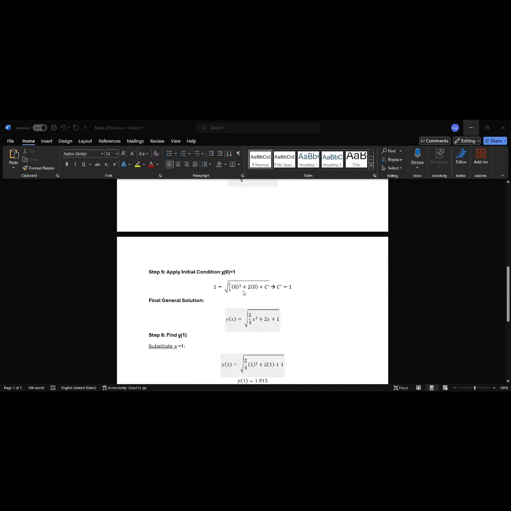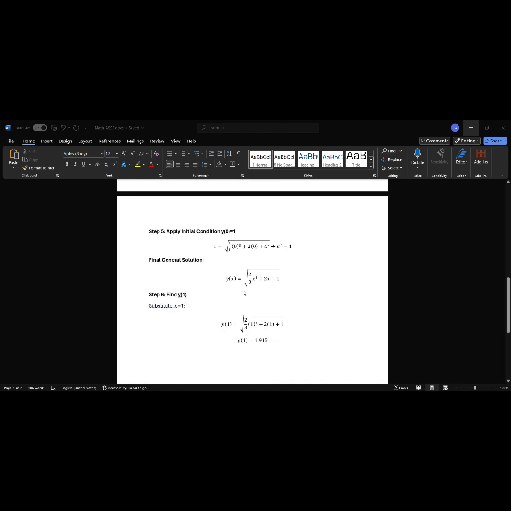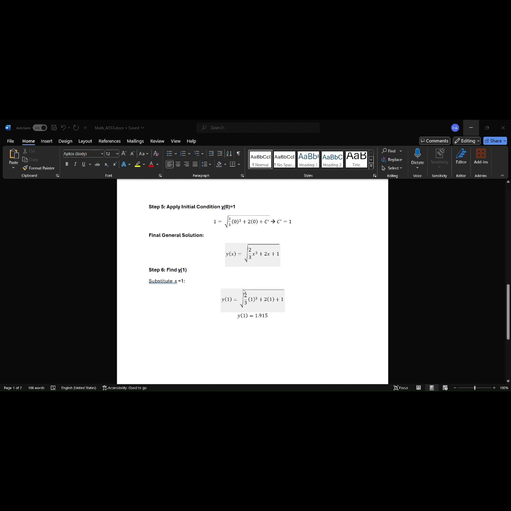After that I will apply the initial condition and I will get c prime equals 1. Then I will substitute it into the general solution to get y(x) equals the square root of 2/3 x cubed plus 2x plus 1. After that I will substitute x equals 1 into the general solution to find the y value, and I will get 1.915.